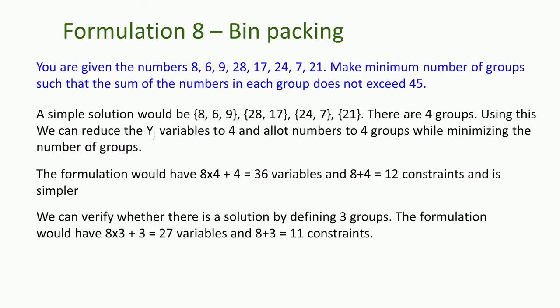If you would remember, this is a formulation where we defined binary variables or 0, 1 variables. The bin packing problem is as follows. You are given 8 numbers in this example. These 8 numbers are the number 8, 6, 9, 28, 17, 24, 7 and 21. Make minimum number of groups such that the sum of the numbers in each group does not exceed 45.